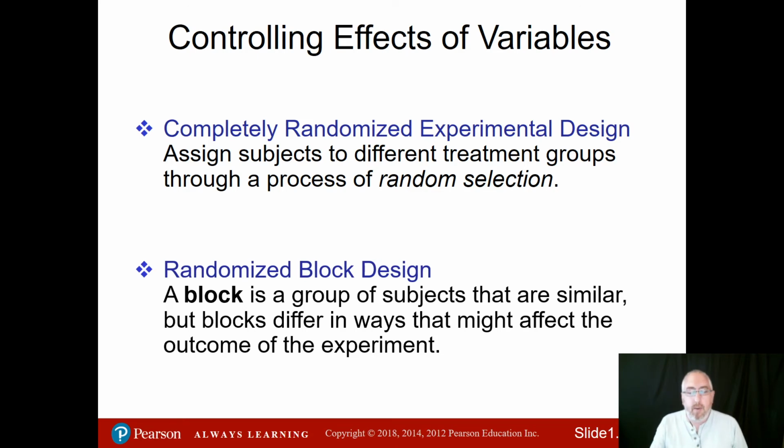How about gender? That would be one way to do it. So males and females obviously react differently to different types of medicine. So that's a randomized block design that you could use. Okay, so let's go on to the next.